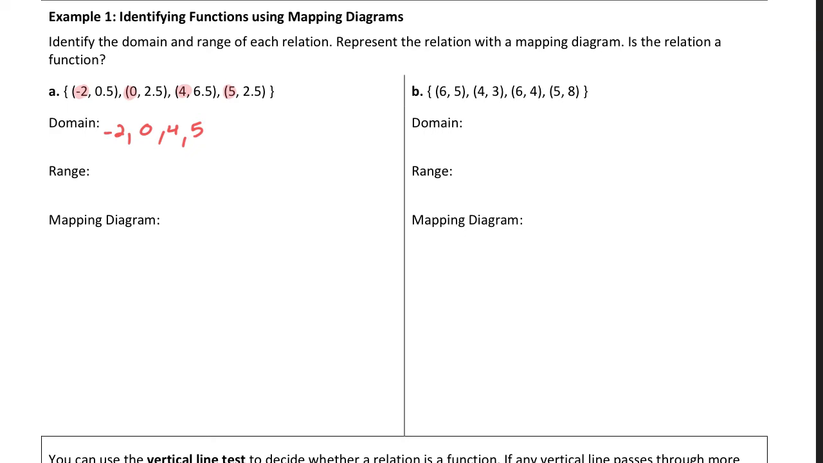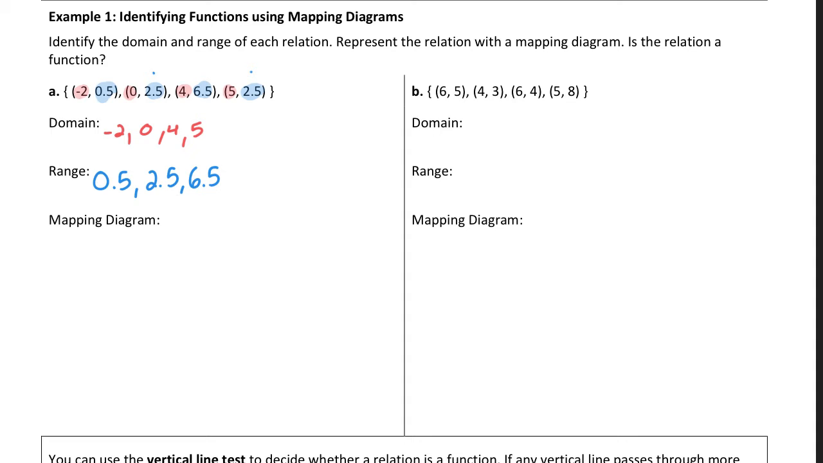Our range, I'm going to use blue. Our range is this list, 0.5, 2.5, and 6.5. Now you'll notice there are two 2.5s, but when I'm listing my domain or my range, I only list each number once.